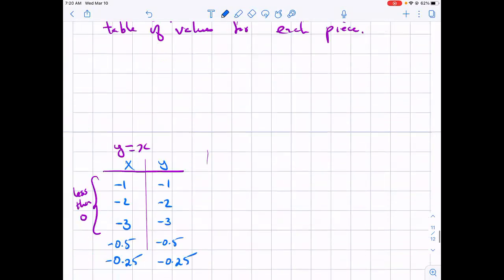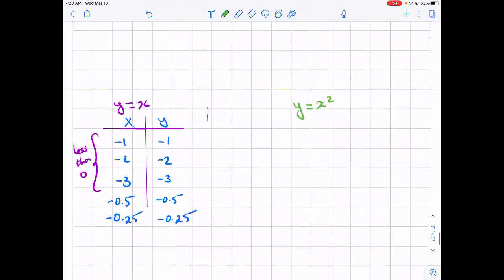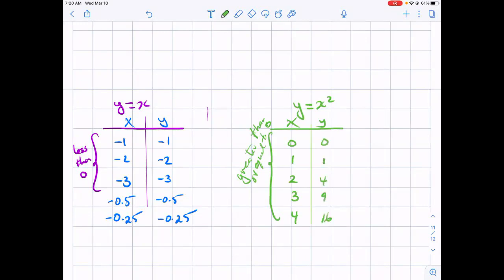And then for the other function, y equals x squared, when you create your table of values for this graph, these values will be greater than or equal to 0. So here we have 0, 1, 2, 3, 4, and so on. And if I fill in those values, 0 squared is 0, then 1, 4, 9, 16.